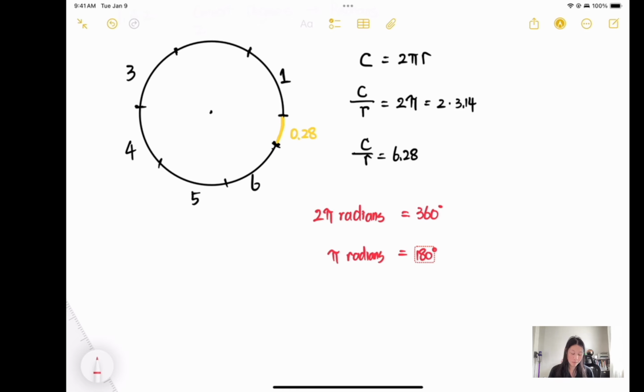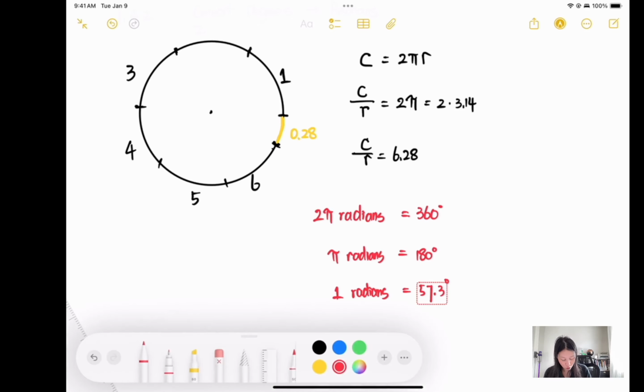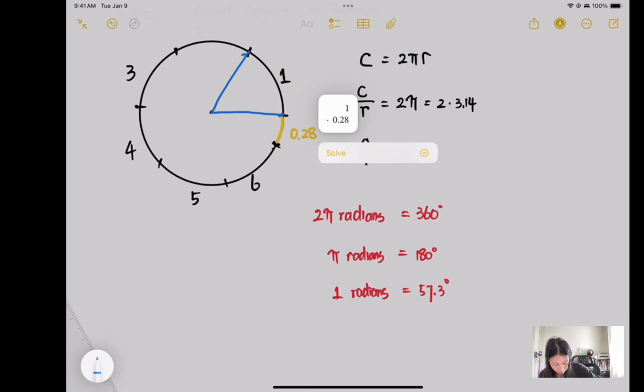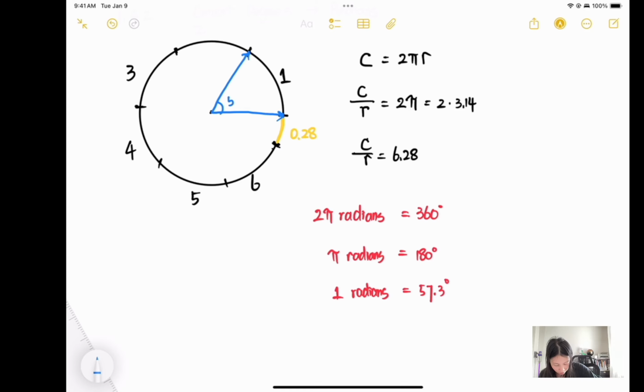Or if you want to divide it even more, divide both sides by pi, which is 3.14, then I have 1 radian equal to 57.3 degrees approximately. What does that mean? That means each of these radian angles in this part is 57.3 degrees. But you don't need to memorize that. All you need to memorize is this part.